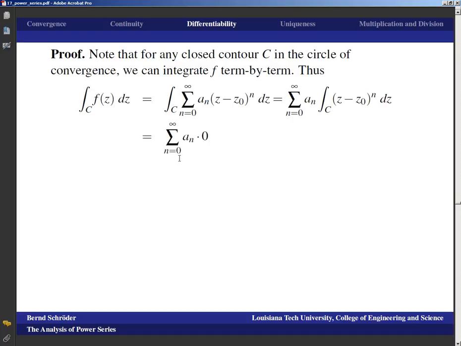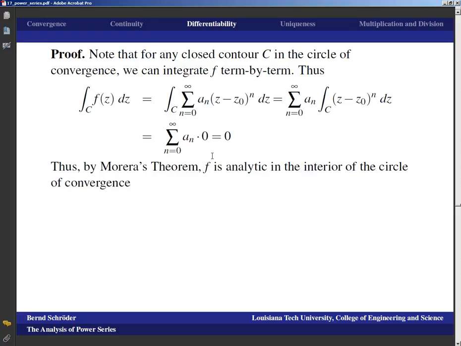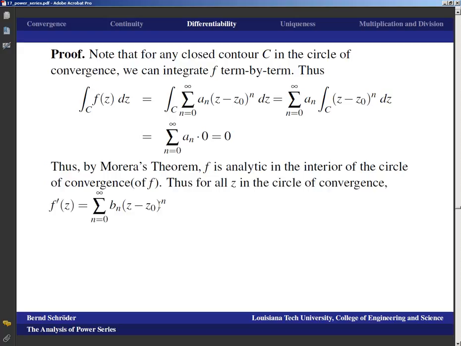So this means this is the sum n equals 0 to infinity a_n times 0. And I don't care if you've got infinitely many zeros that you sum, the result is still 0. And so that means by Morera's theorem, which said if you've got a continuous function such that its integrals over closed contours are all 0, then f is analytic in the interior of the circle of convergence. Now remember, that works for continuous functions of a complex variable, but that's what we have here. And that's inside the circle of convergence of f, sure.